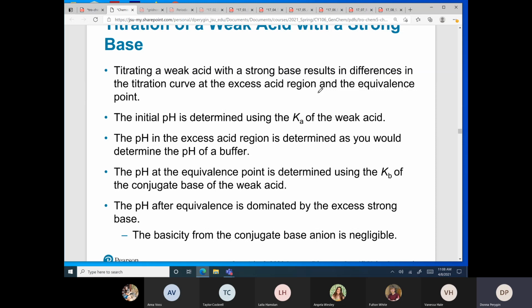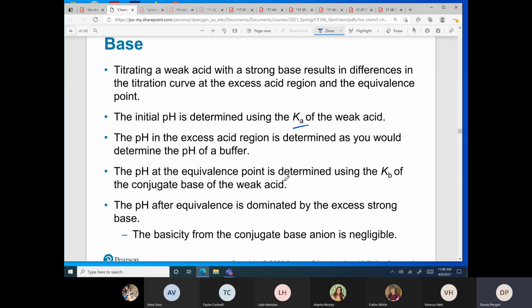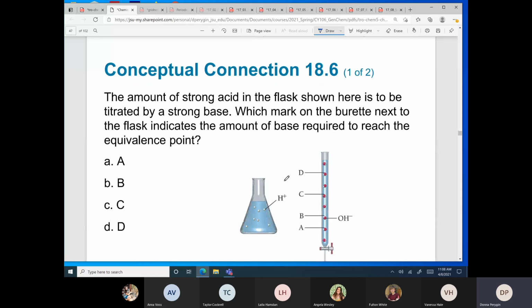So the initial pH is determined using the Ka of the weak acid, and that's before you add any of the strong base in there. The pH in the excess acid region is determined as you would determine the pH of a buffer. So we're going to look at how to do those kinds of problems.